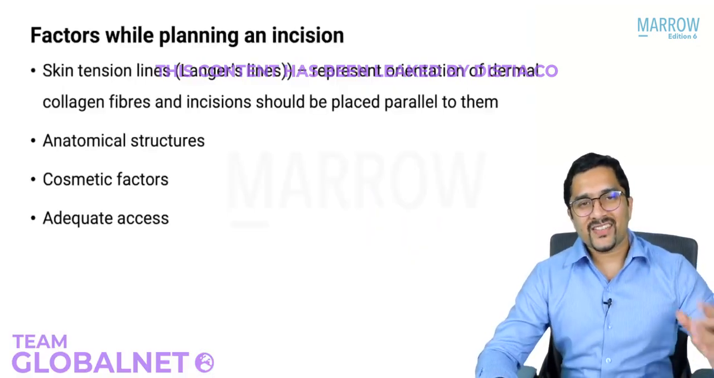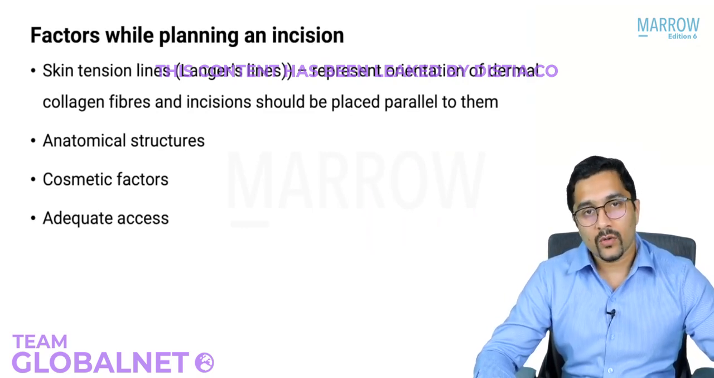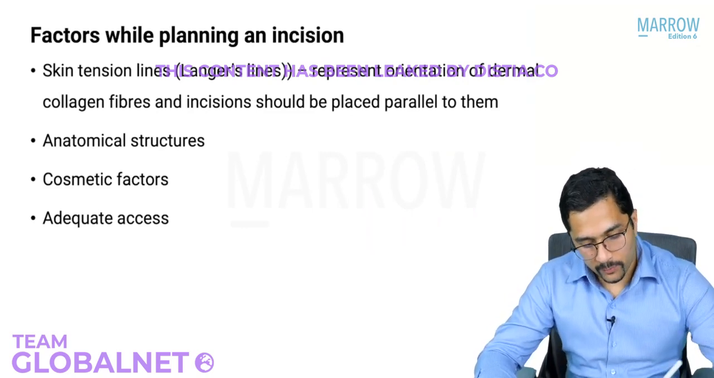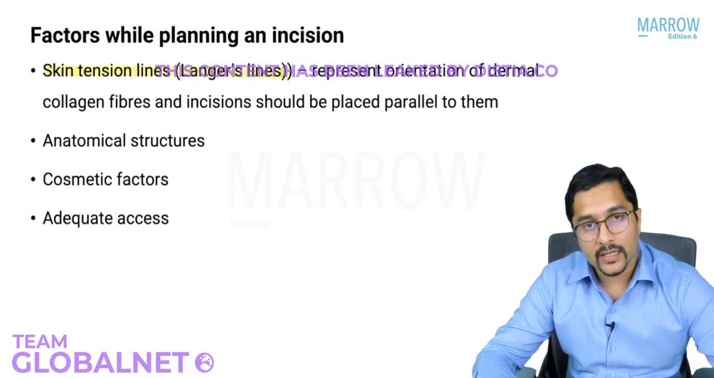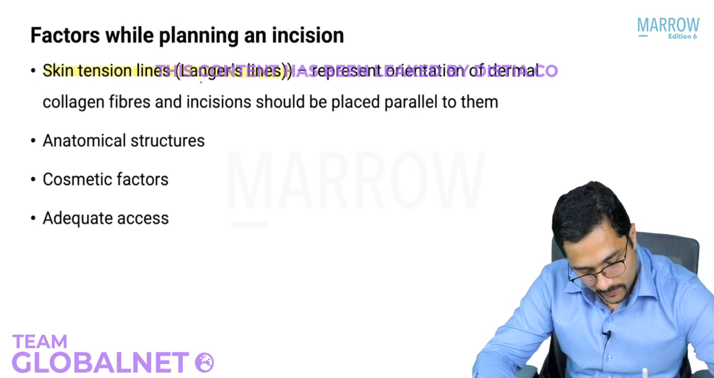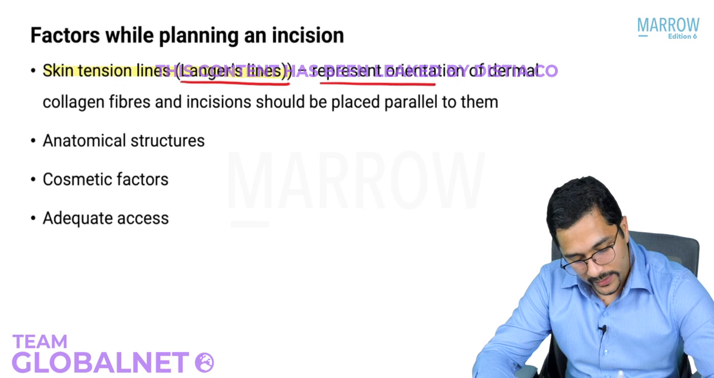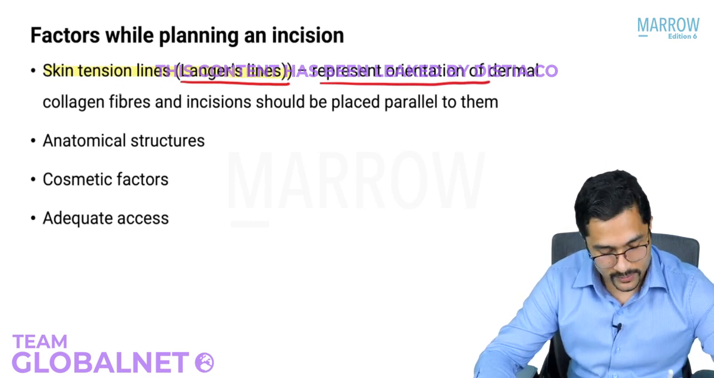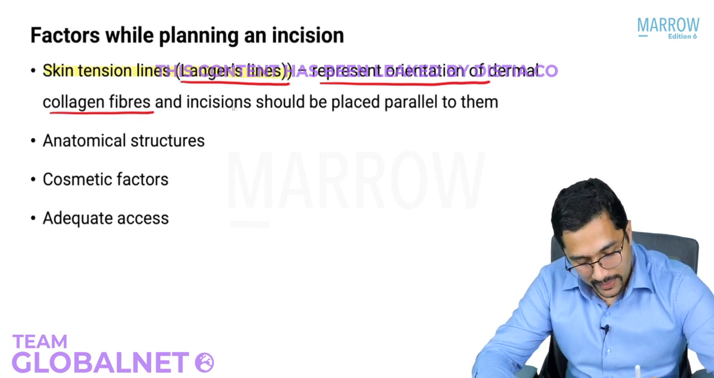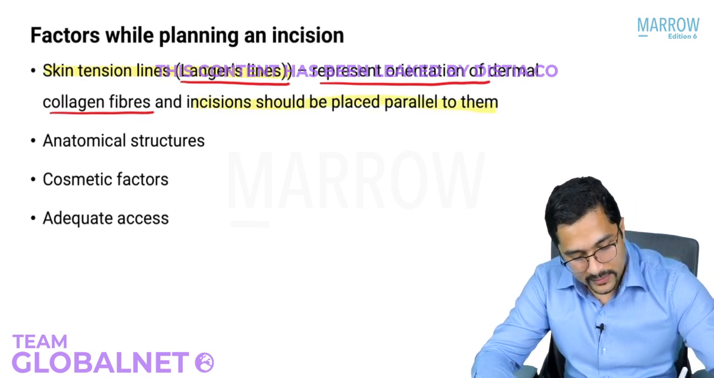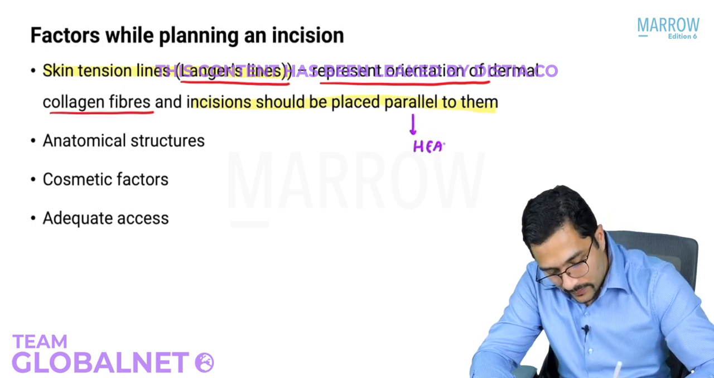Now there are certain other things which we need to keep in mind when we are making an incision over a patient. The other point is that the incision should always be made parallel to the skin tension lines or Langer's lines. This has also been asked in the exam. These Langer's lines represent the orientation of the dermal collagen fibers. It has been seen that any incision made parallel to them heals better.